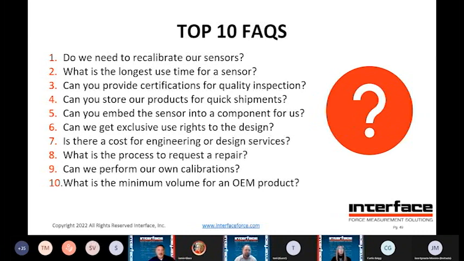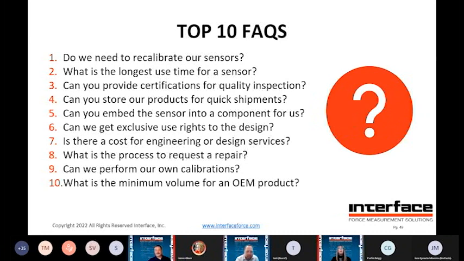Very good. Can you embed the sensor into a component for us? Yes, we can directly gauge a component. We typically prefer to integrate a separate load sensing component, or load sensor, simply put, just because it's typically easier to interchange and lead times are typically much better to manage. But if the situation arises where we need to directly gauge or turn some part of your machine into a sensor, we certainly can. Can we get exclusive use rights to the design?